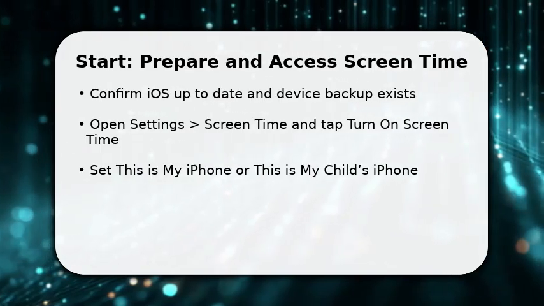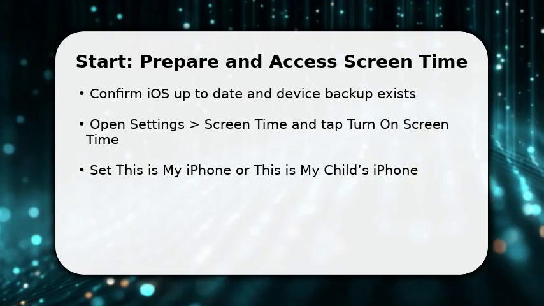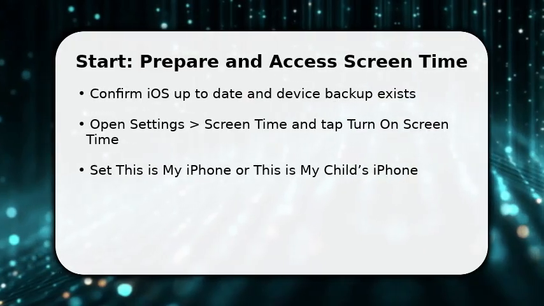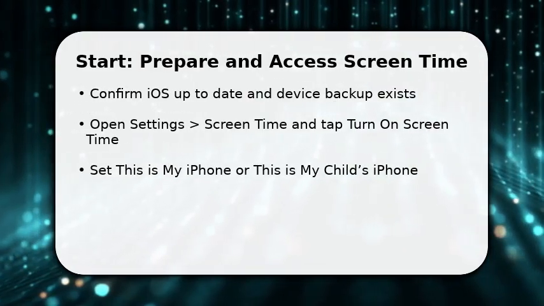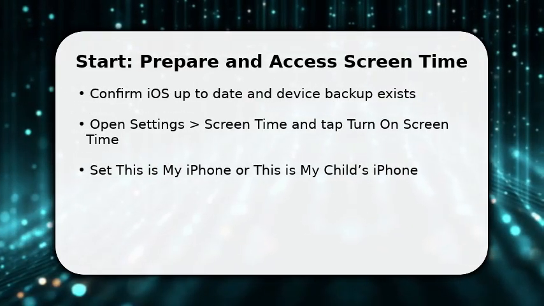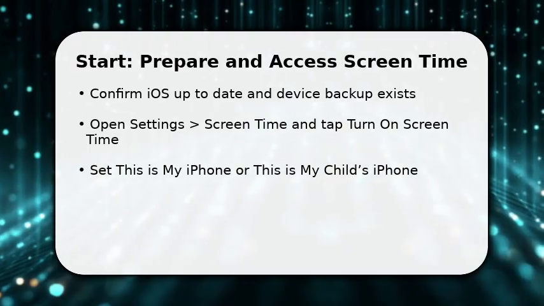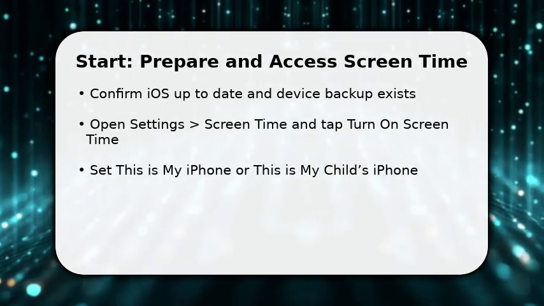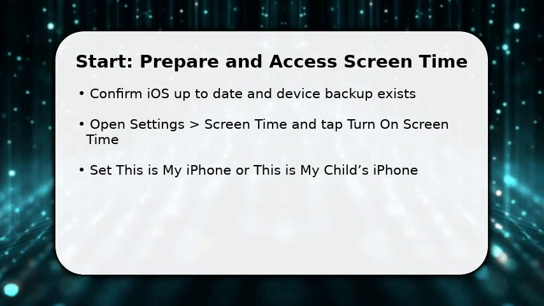Once done, enable Share across devices if you want synced limits. Then set a Screen Time passcode. This prevents casual changes. These steps let you control and monitor usage. They prepare the system for the limits and downtime you'll configure next.